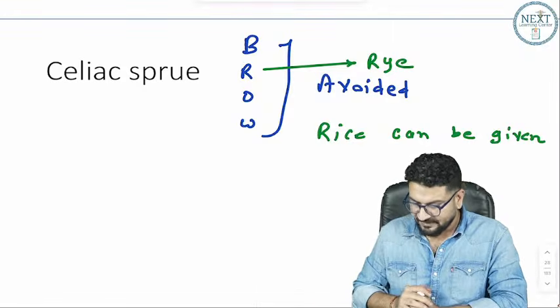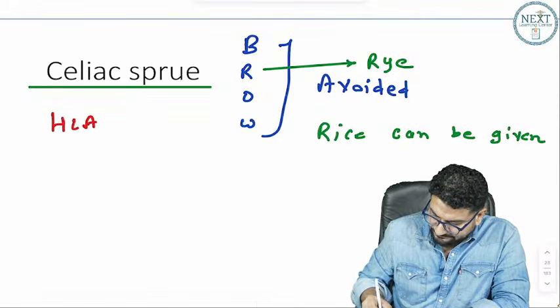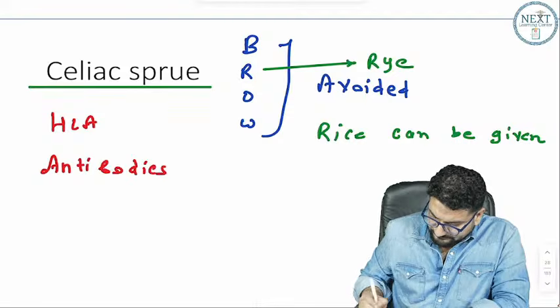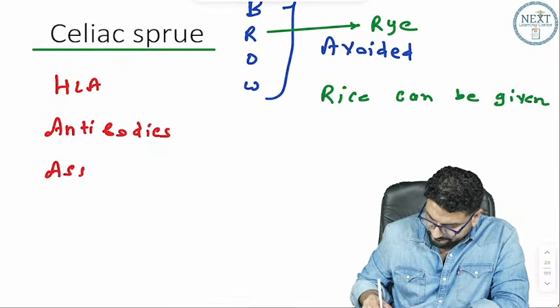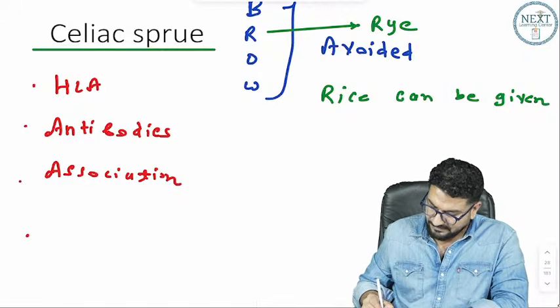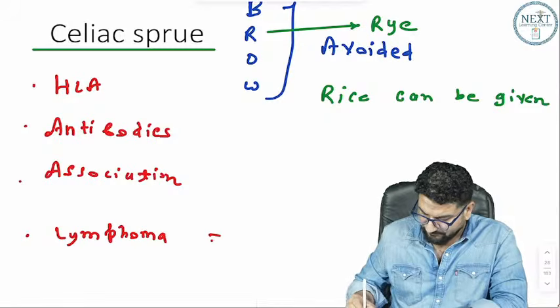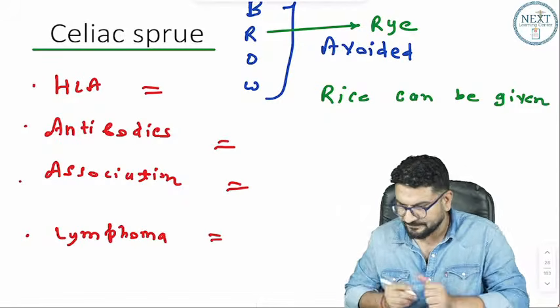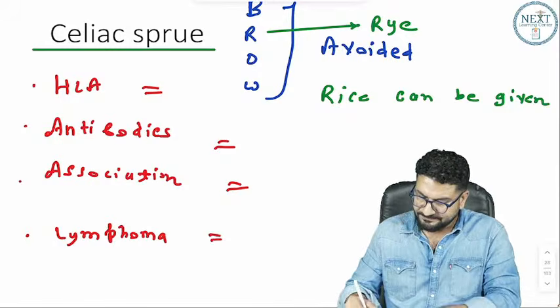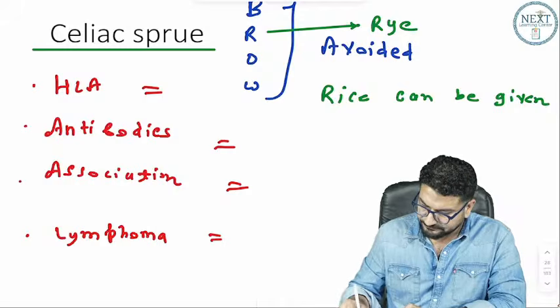Now in celiac disease, what they ask you is the name of the HLA. Anyone tell me, which HLA? Then they ask you the name of the antibody. Then they ask you the association. And what else they ask you? This is an expected question, it has never come because all other questions came in exams: what type of lymphoma will the patient develop in this? Okay, tell me quickly. Come on. What is the name of HLA in celiac disease? Which HLA?